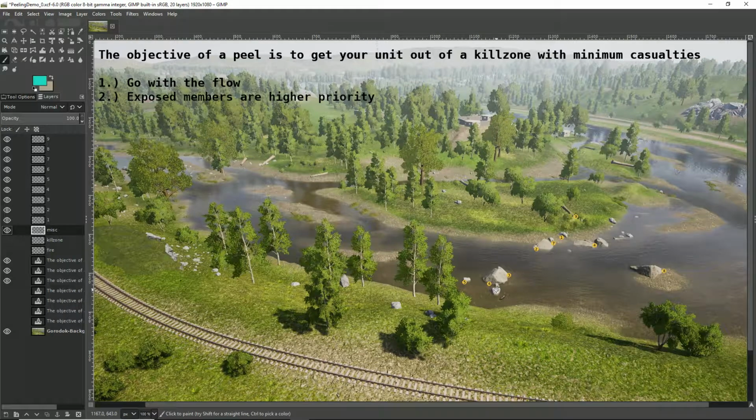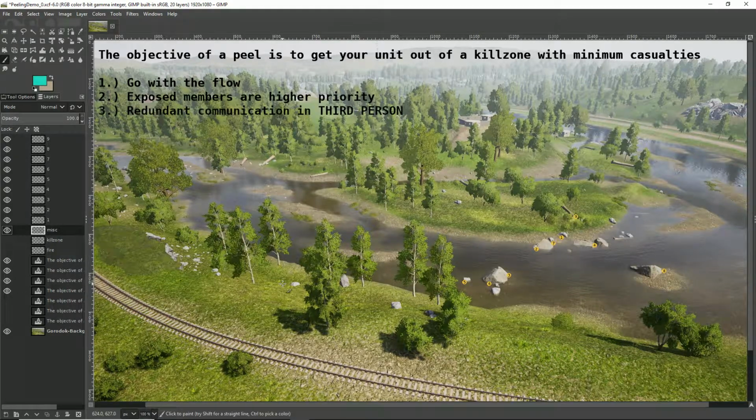Number two, exposed members are higher priority as far as who's going first. It's completely appropriate whenever calling for a peel to explicitly dictate who's going first. You might say, Steve and Charlie, you guys are going first. Then Steve and Charlie would be the first ones to go. Or you can just have it be automatic, ideally based on where your squad is when you're doing this. So you would know when you're in a bad spot, usually.